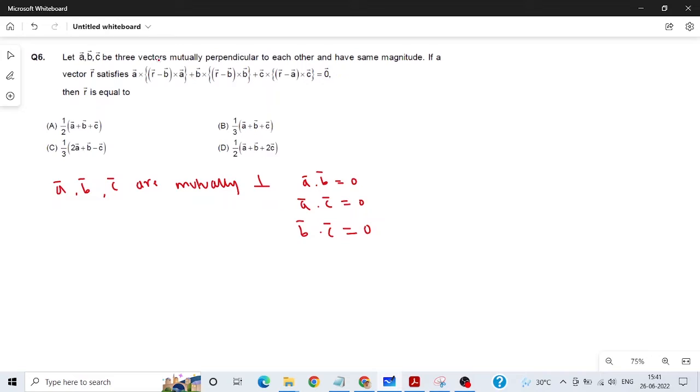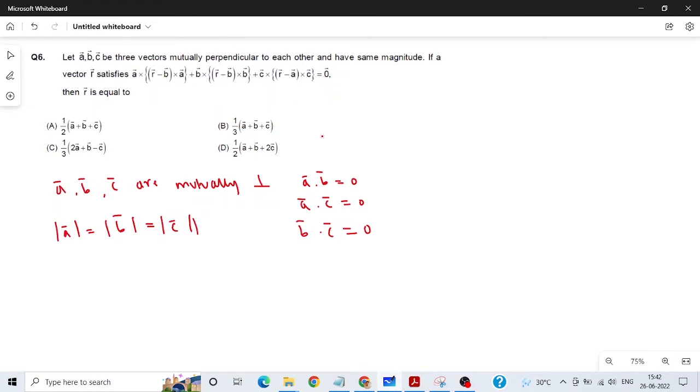So A bar, B bar, C bar are three vectors which are mutually perpendicular to each other and have same magnitude. Same magnitude means magnitude of A bar is equal to magnitude of B bar equals magnitude of C bar. This value is same. If a vector R bar satisfies this condition, which is equal to 0, then R bar equals to. So we have to simplify this given equation to get the value of R bar.